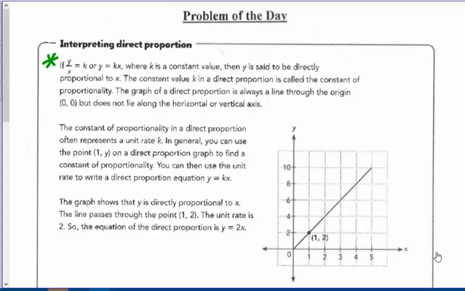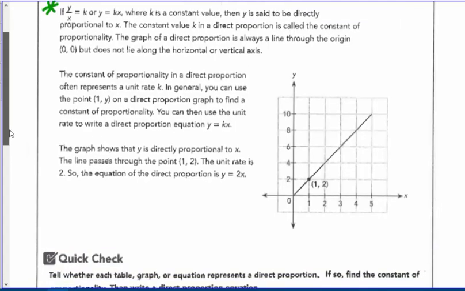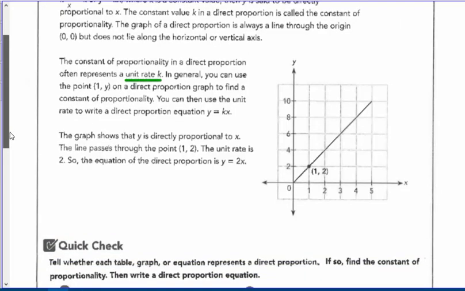The constant of proportionality in a direct proportion often represents a unit rate. So it's words per minute, or miles per gallon, or cents per pound. In general, you can use the point (1, y) on a direct proportional graph to find the constant of proportionality. So when x equals 1, what is the y value? When x equals 1, that's the constant of proportionality. You can use the unit rate to write a direct proportion in the equation y equals kx.